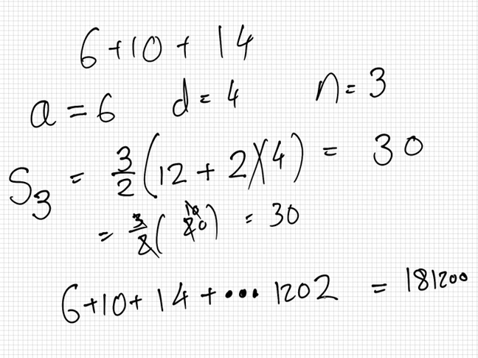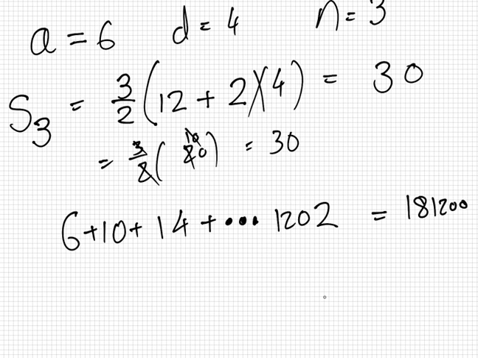So this is the result that you have. You can say 6 plus 10 plus 14, etc., until you get to 1202. If you add them all together, you'll get this number, 181200. So this is the advantage with this formula. It takes the same amount of time, even if you have hundreds and hundreds of terms to add together. So let's have a look at some examples from the book now.